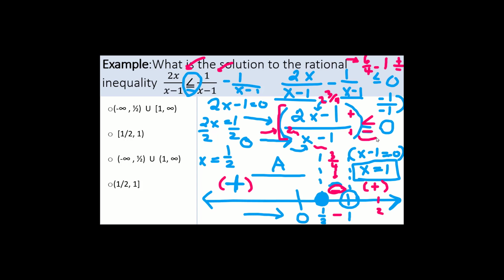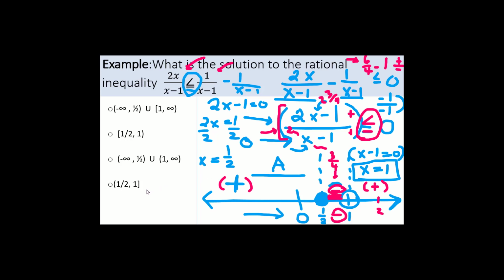Now we're looking for numbers that are less than or equal to 0. And the only ones that are going to make that true are going to be our negative answers. So all of these numbers in between 1/2 and 1 are going to be part of that solution set. We're going to include 1/2 but exclude 1.